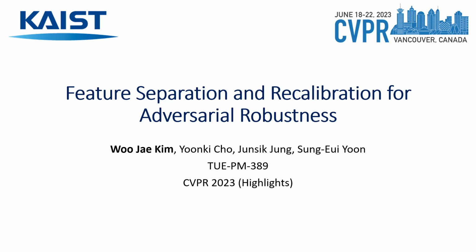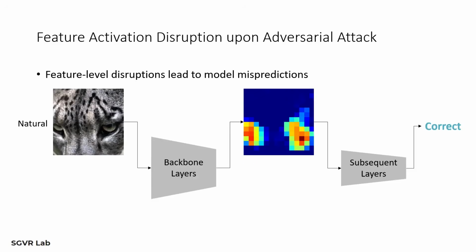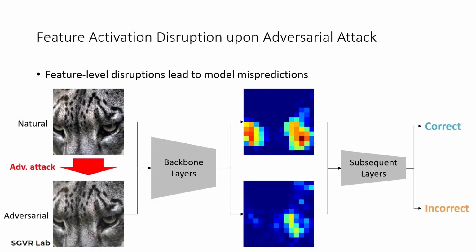Hi, I'm Woo-Jae Kim, presenting our highlights paper, Feature Separation and Recalibration for Adversarial Robustness. We will first provide a 1-minute preview of our work. Deep neural networks make decisions on an image by learning their feature representations. Adversarial attacks, however, disrupt the feature activations of images, and these disruptions are passed down the network and ruin its final decision.